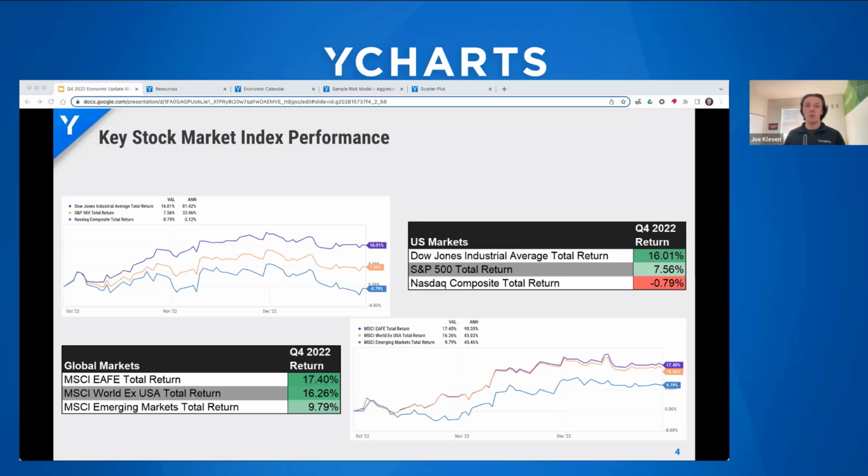It was actually the global markets that had the better quarter generally overall. Europe, Africa, Far East index up 17.4%. World ex-USA not far behind, up 16.3%. In fact, just edging the Dow there by a few basis points. And emerging markets up almost 10% as well in what was a good Q4 for equities domestically, but also more importantly, globally.